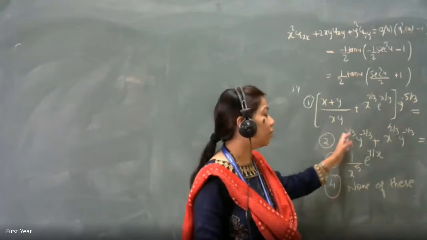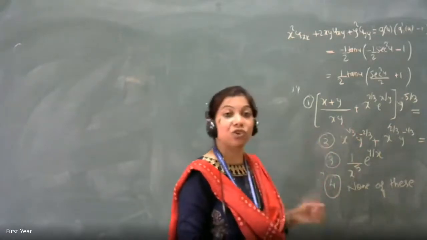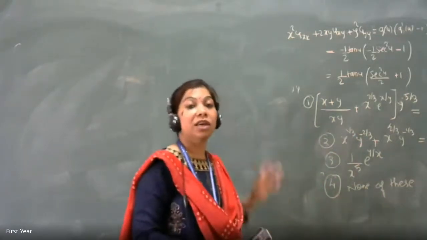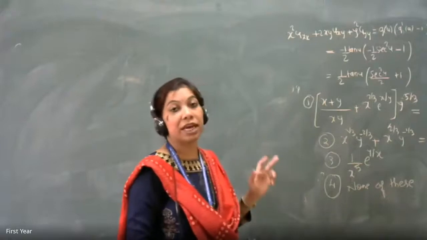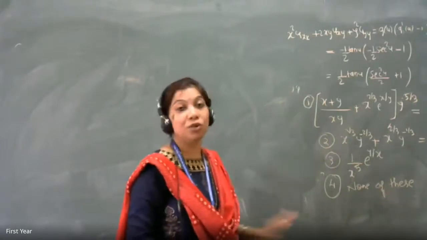Please don't jump to the conclusion directly. Look at the powers and find out the actual value. Add them up and see. First one is minus 1 by 3. Second one is plus 1 by 3. So again, u is not homogeneous.